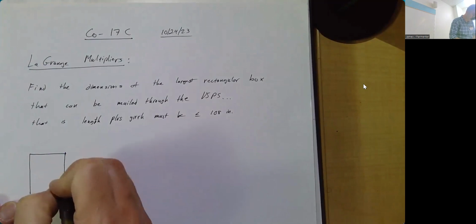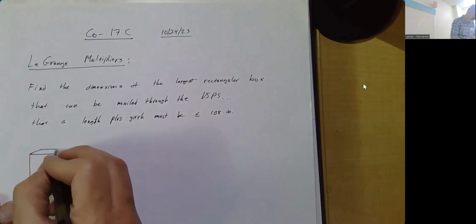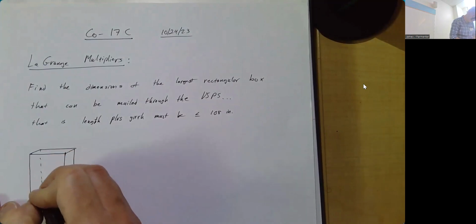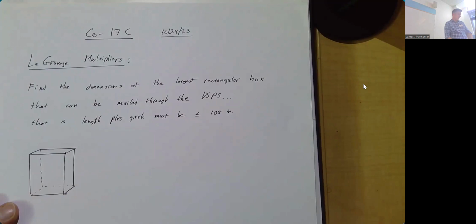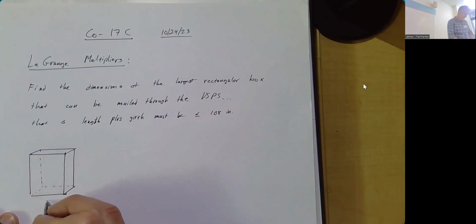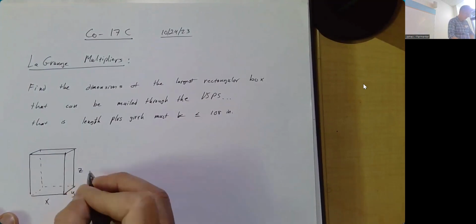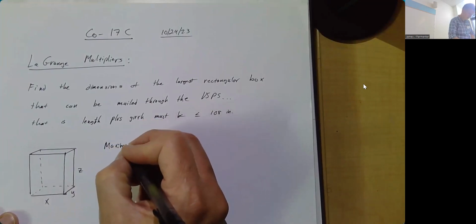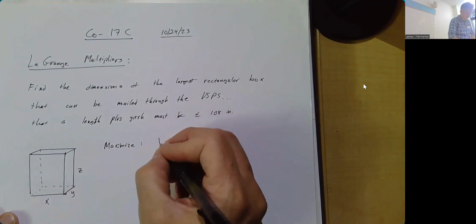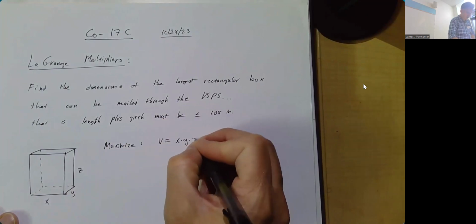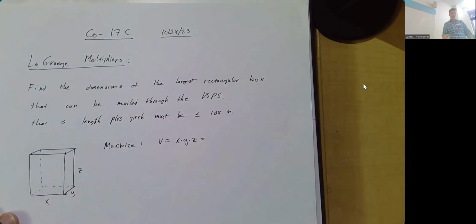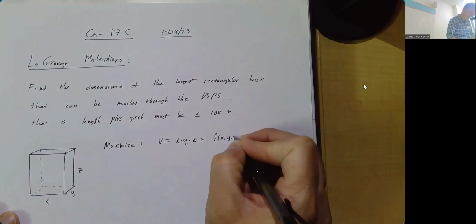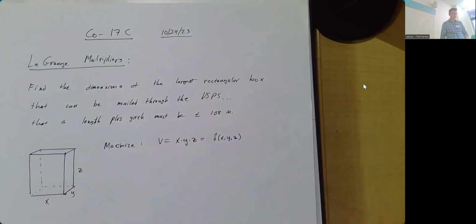So here's my box that I'm going to mail. I could draw the back part here. And if I label the sides typically like this, this is X, this is Y, and this is Z, we are trying to maximize the volume, which is equal to just X times Y times Z. If you're thinking Lagrange, the thing you're trying to optimize we typically call little f of however many variables you've got, f of X, Y, Z.